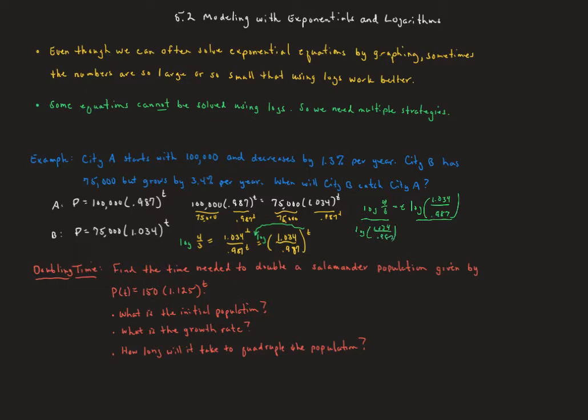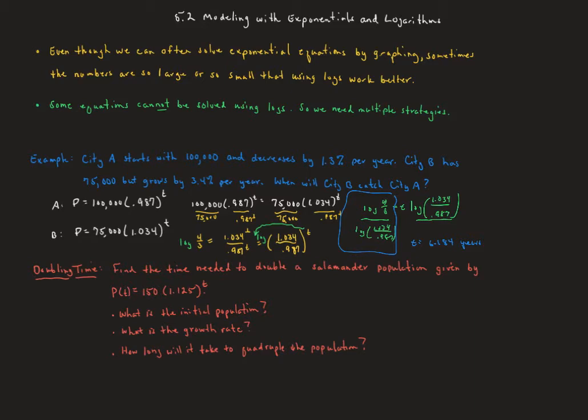So we're going to divide by that logarithm of 1.034 over 0.987. All of this is going to go into our calculator as one entry, and I'm getting 6.184, and that would be in years. So in a little bit more than 6 years, City B is going to catch up to City A in population. Okay, on to the next one, doubling time.